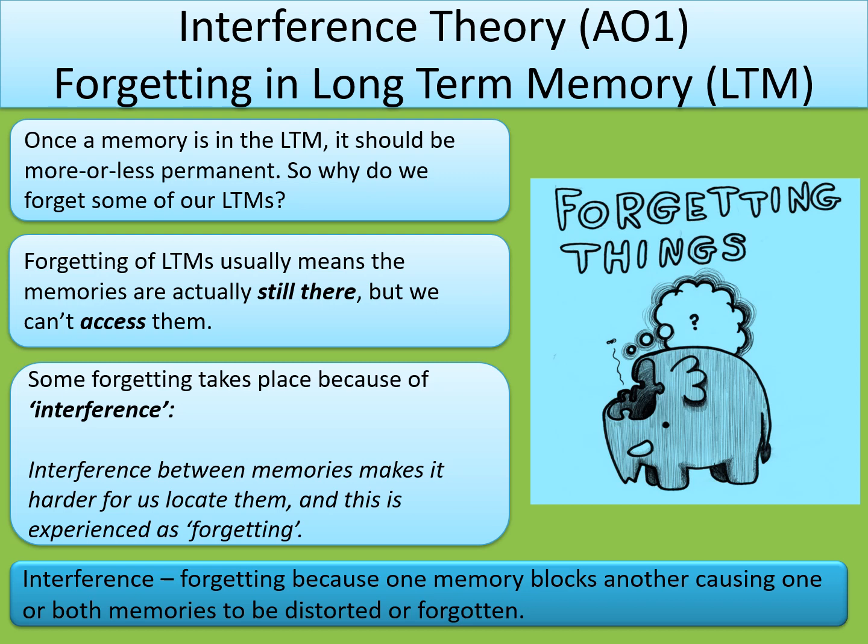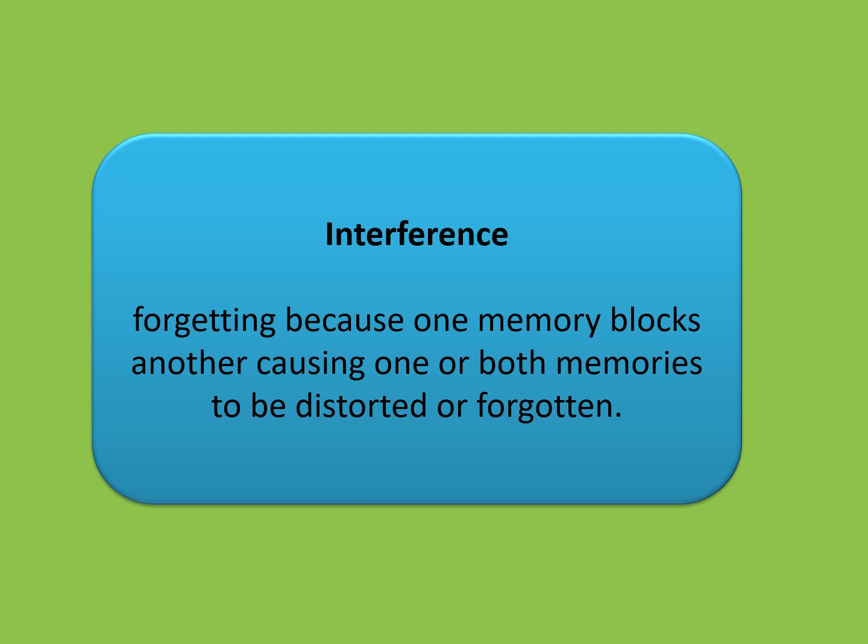I always think about it like a TV. If there's interference, the TV goes all fuzzy, doesn't it? So you can't see the picture. And our memories are like that. If something is interfering with your memory, it's going to distort the picture of the memory. It's going to distort or block the memory, so you can't access it until the interference goes away. So interference means that one memory is blocking or distorting another memory, and that means that you can't recall it at the moment. That's the key term there: forgetting because one memory blocks another, causing one or both memories to be distorted or forgotten.